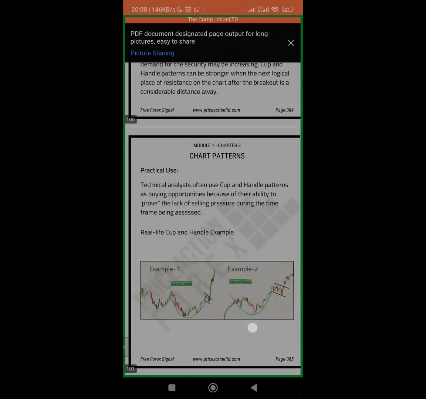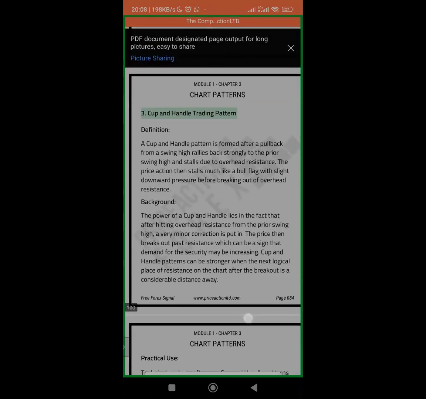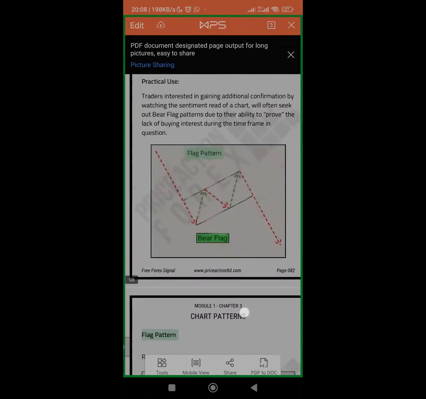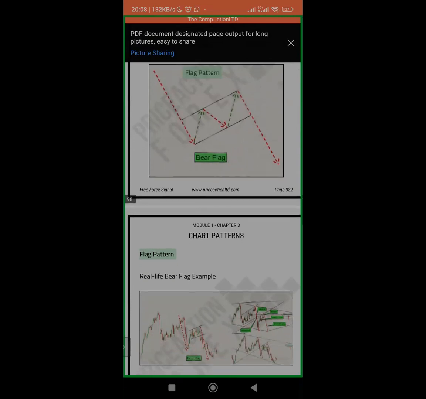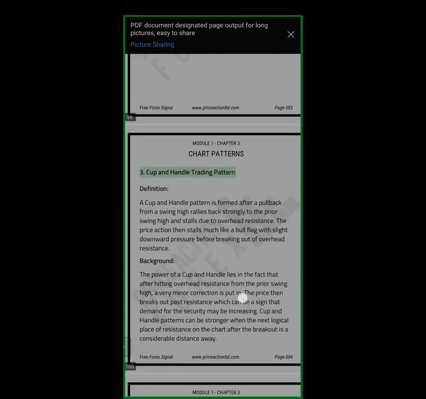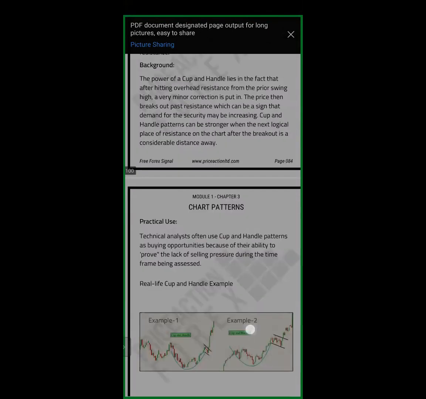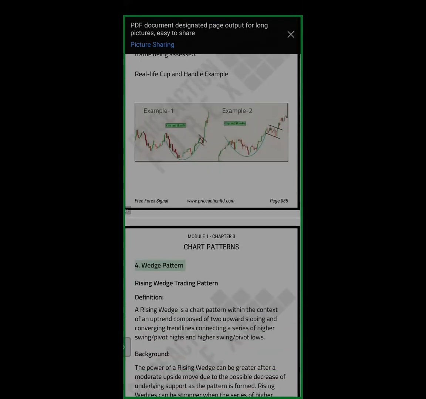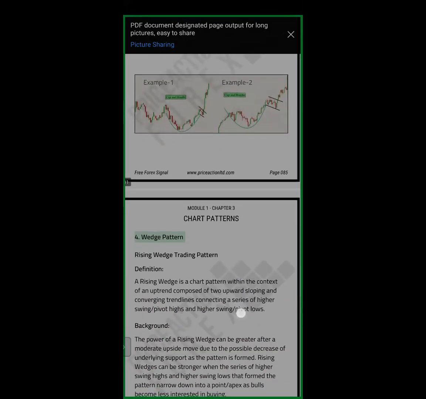All right. So the last time we talked about the bull flag, which is the flag pattern, the bull flag and the bear flag. We talked about the cup and handle pattern, which is quite similar to your bull flag because the handle, which you use to make your entry, is actually a bull flag. All right, so next on our list is the wedge pattern. I'm going to start with the rising wedge pattern.